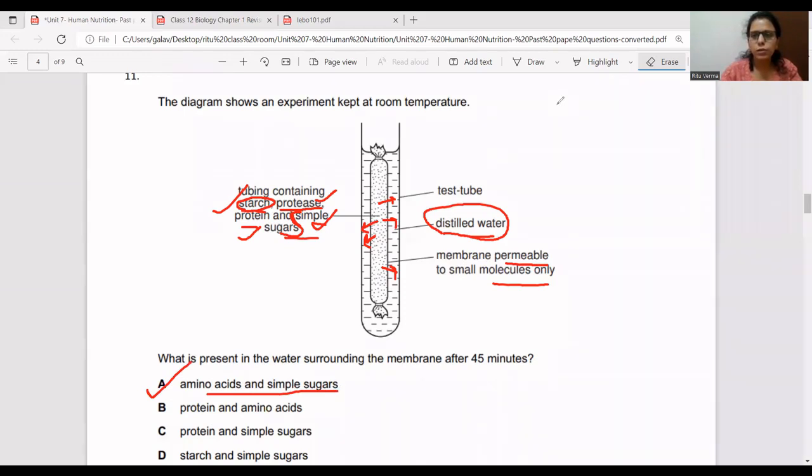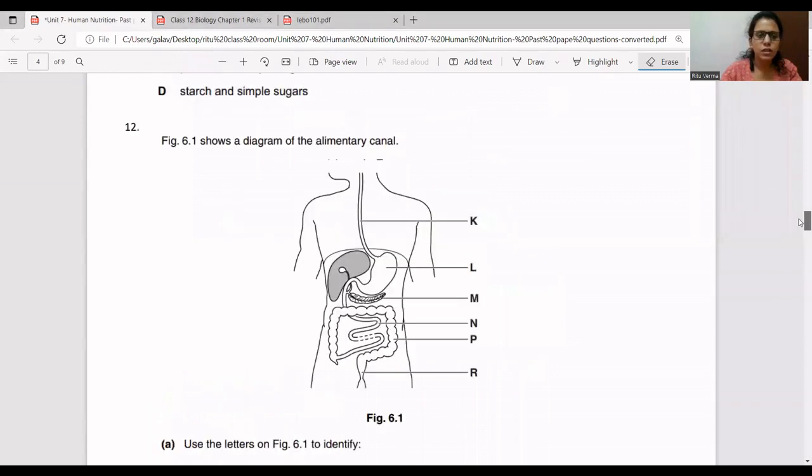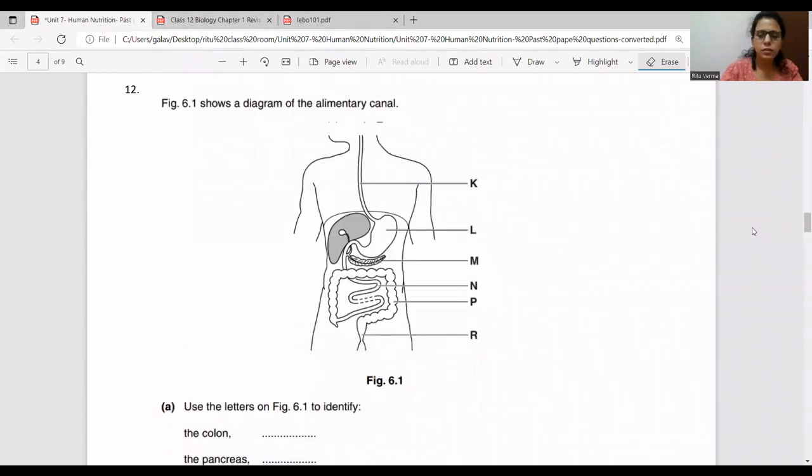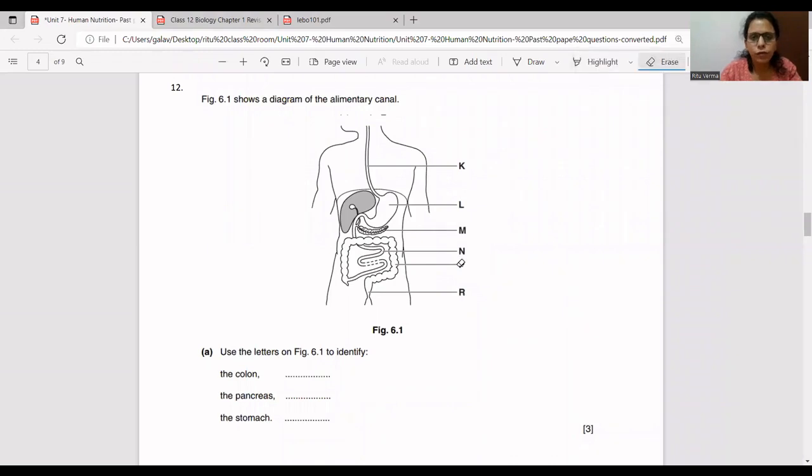Now we have question number 2, that is a subjective question. You can see clearly a figure is given in which the human digestive system is shown. Now you have to use letters on figure 6.1 to identify. First one is colon. So what is colon? Colon is actually the large intestine, so it is represented by letter P. The correct answer is letter P.